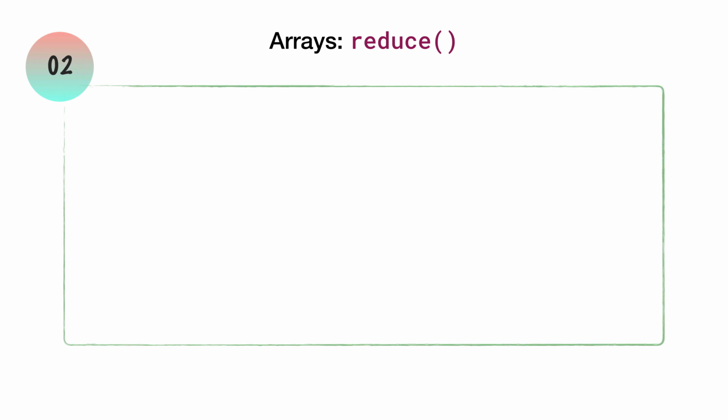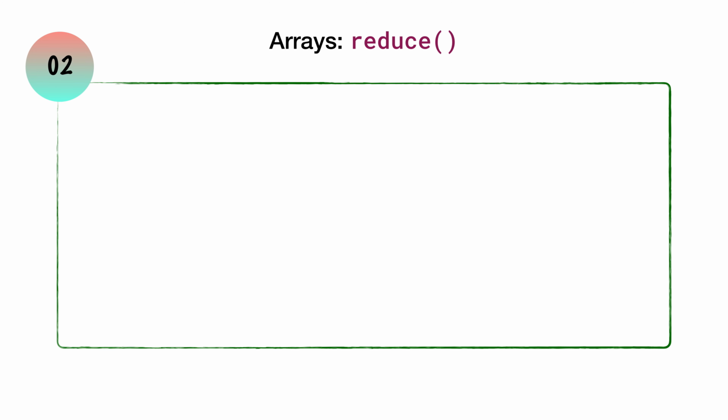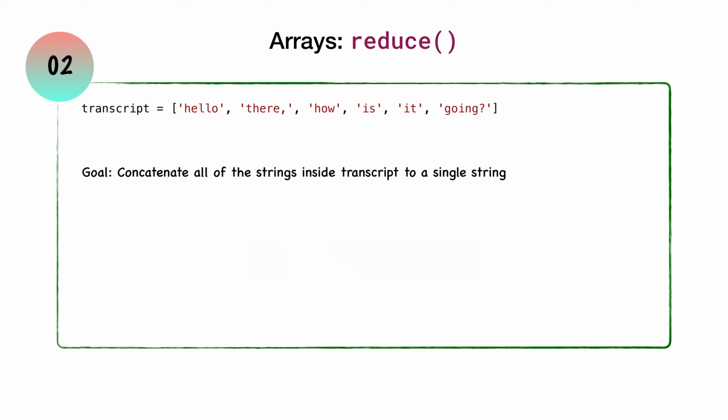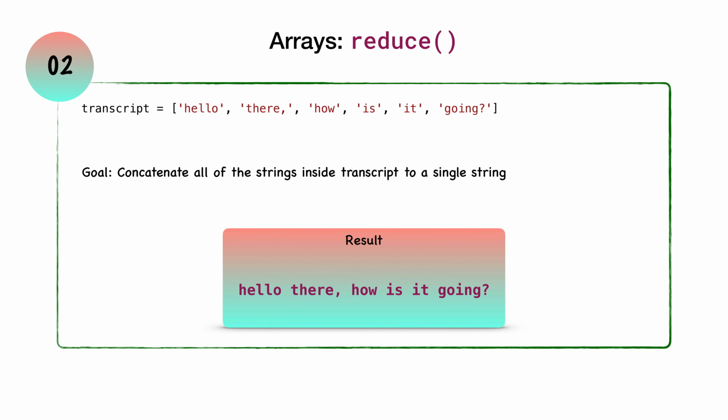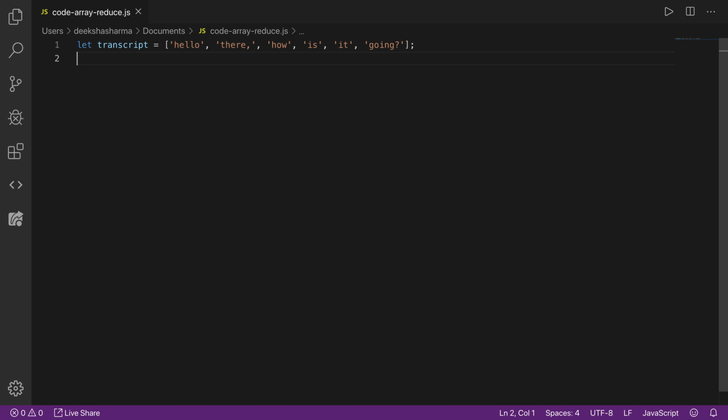Here is the second variety of problems where the reduce higher order function could be useful. Let's say we have an array, transcript, containing these strings. Our goal is to concatenate all these strings into a single one such that we get this result. Now back on our code editor, we already have the transcript array.